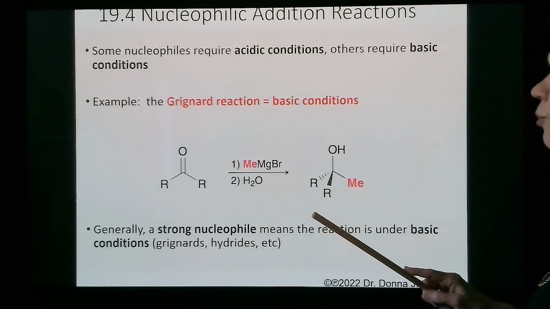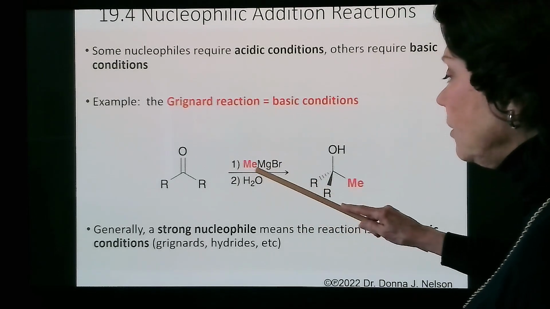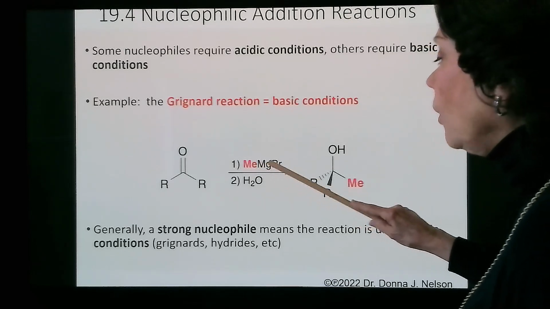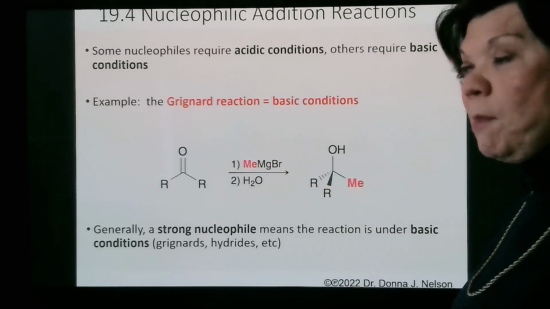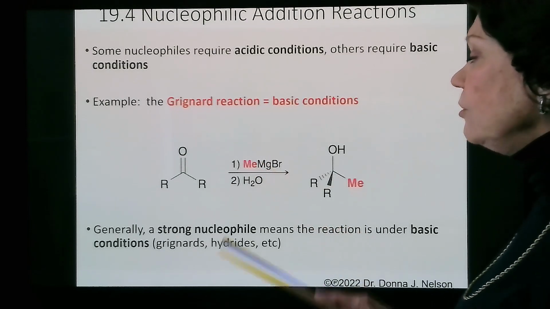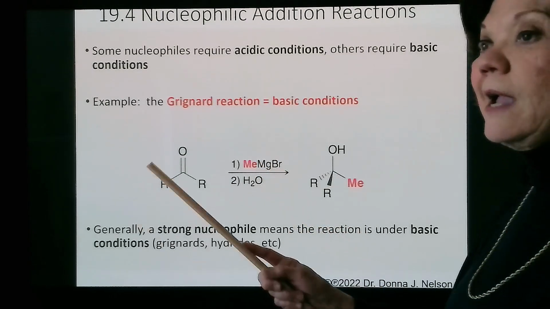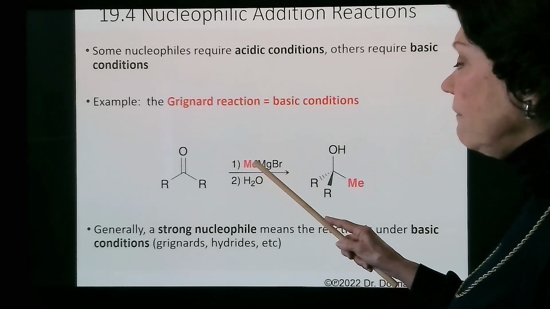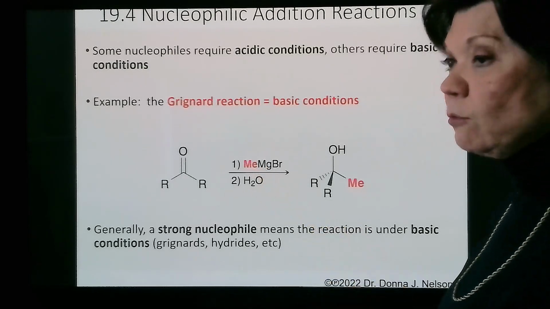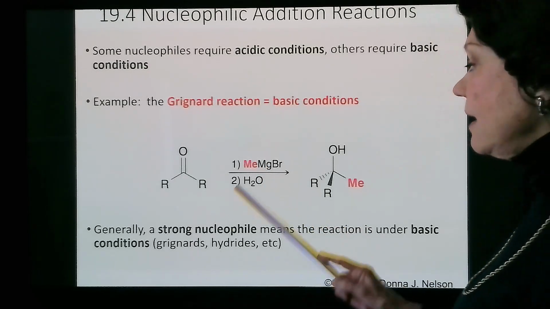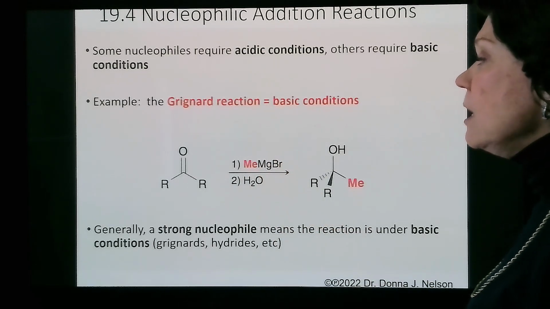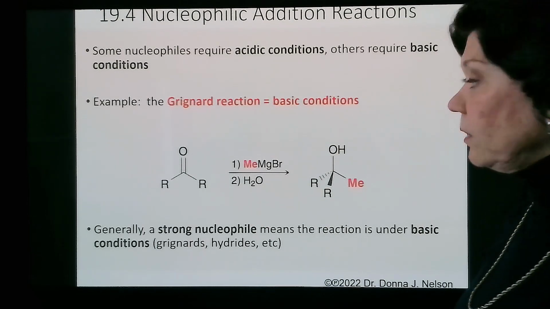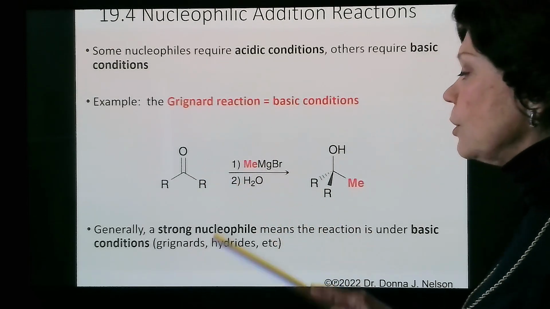And the reason it must be run under basic conditions is because this Grignard reagent, if a small amount of acid is added to this Grignard reagent, the Grignard will simply react with the acid. The methyl, remember this is the equivalent of Me minus, the methyl anion. That will simply be protonated and it will destroy the Grignard reagent. So here, the reason that it must be run under basic conditions has nothing to do with the carbonyl, it has to do with the reagent.